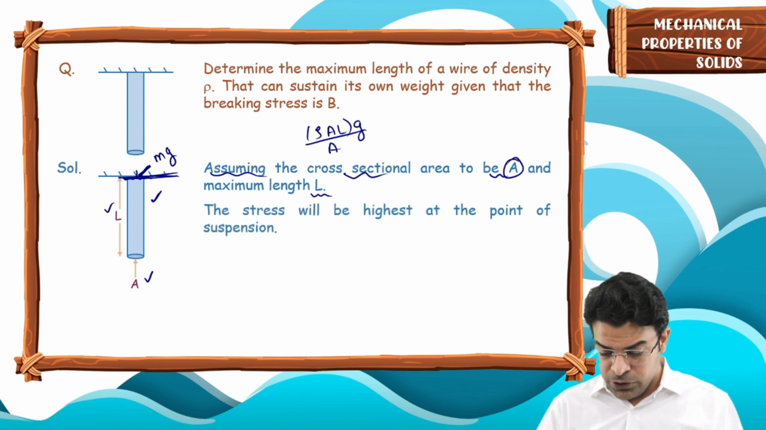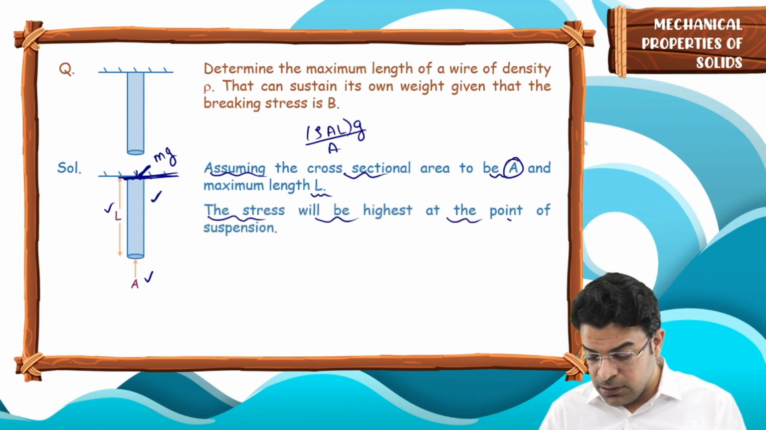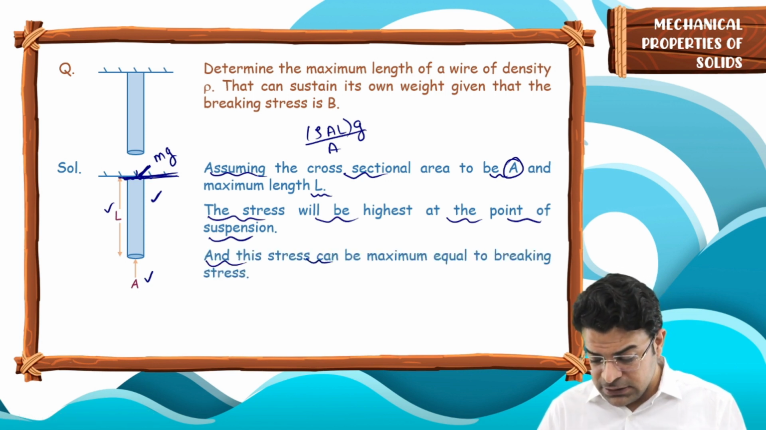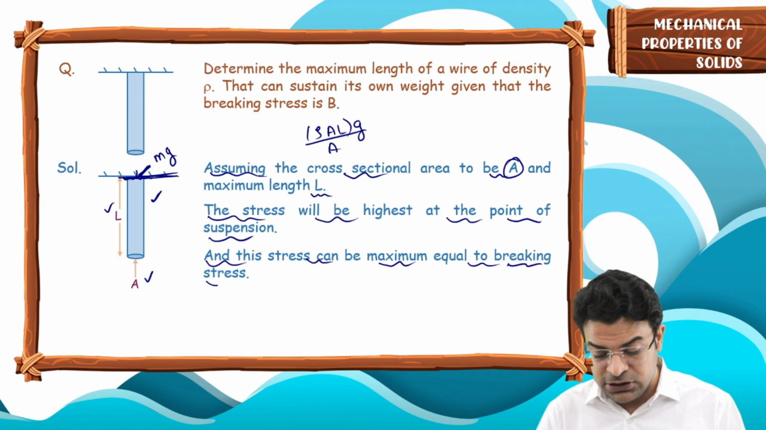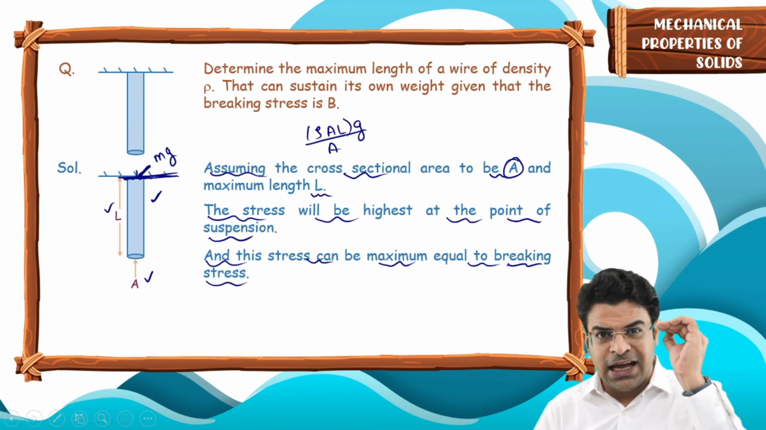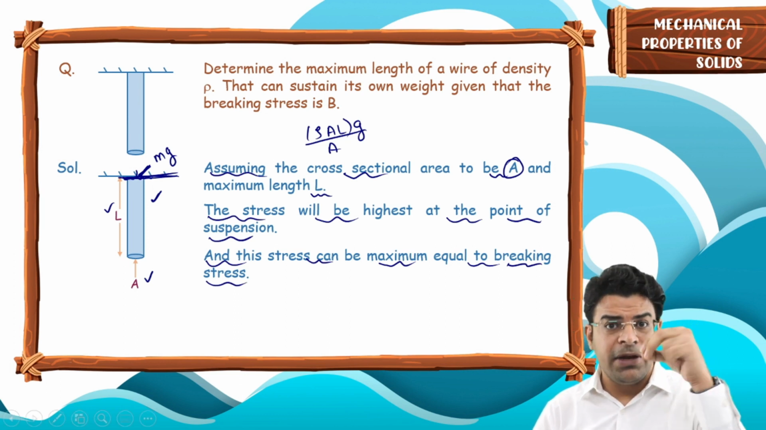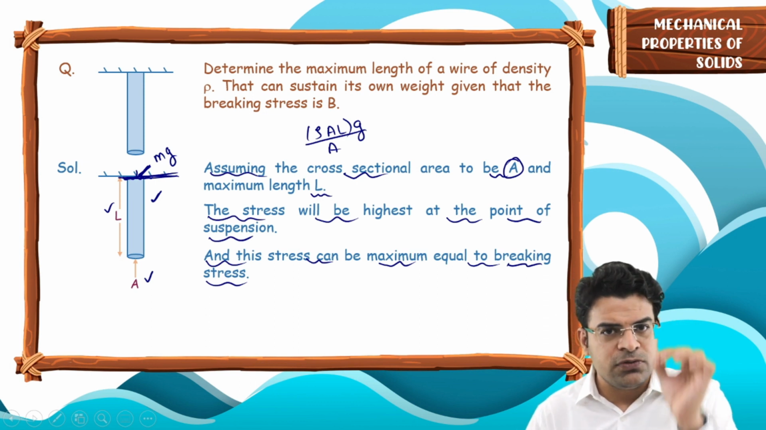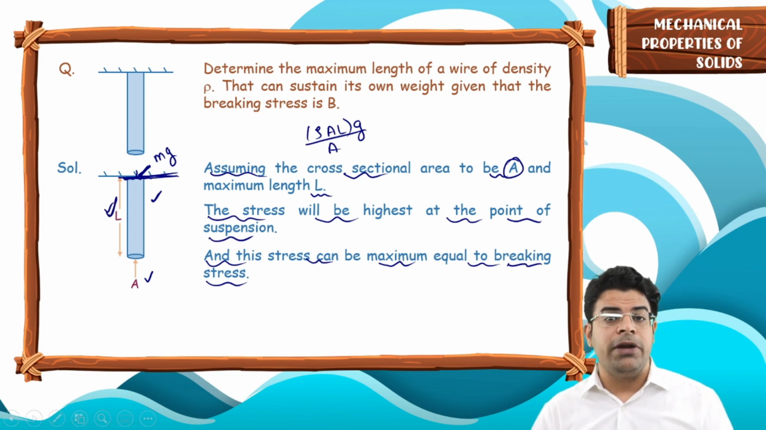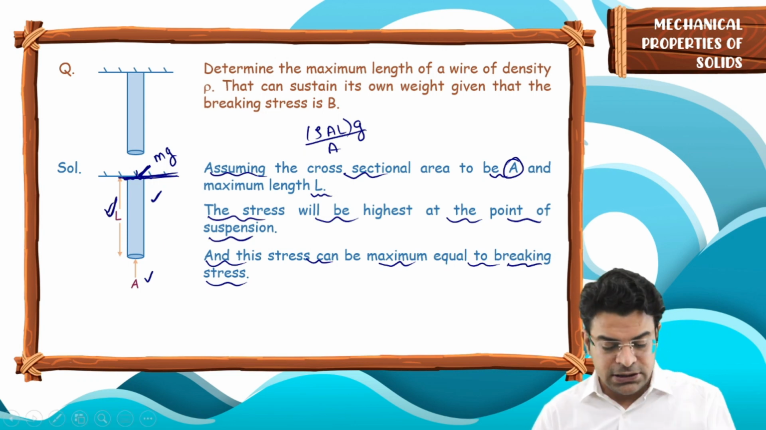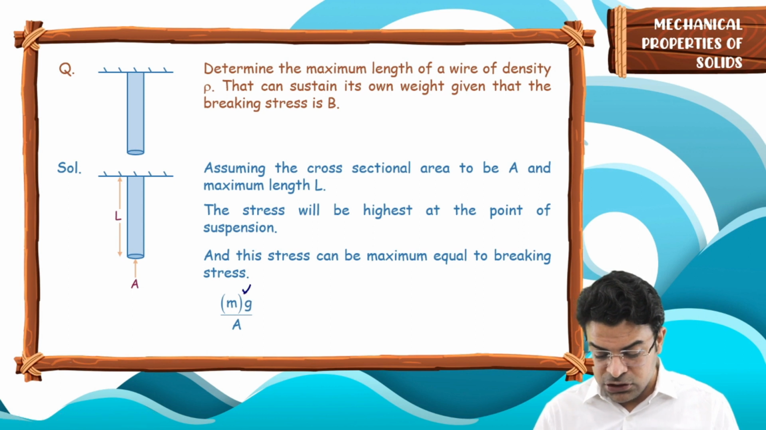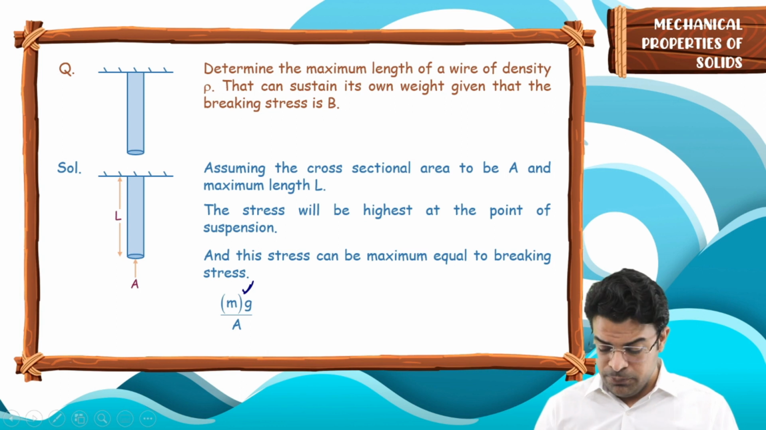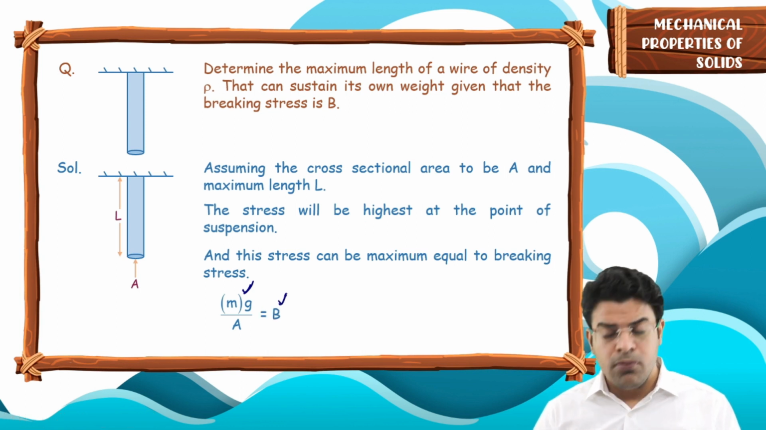So the stress will be highest at the point of suspension, at the topmost point. This stress can be at most equal to the breaking stress. If the stress at the highest point becomes more than the breaking stress, it will break. Just equate the stress at the highest point for this wire of maximum possible length to the breaking stress. So what will be this stress? Easy. You will write this stress as equal to mg, the mass of the whole wire into g, upon A. Now that will be equal to the breaking stress.